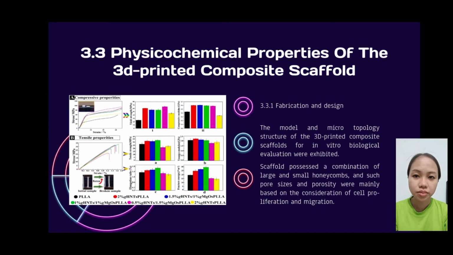3.3 Physicochemical properties of the 3D printed composite scaffold. 3.3.1 Fabrication and design. The model and microtopology structure of the 3D printed composite scaffolds for in vitro biological evaluation were exhibited. Scaffolds possess a combination of large and small honeycombs, and such pore size and porosity were mainly based on the consideration of cell proliferation and migration.